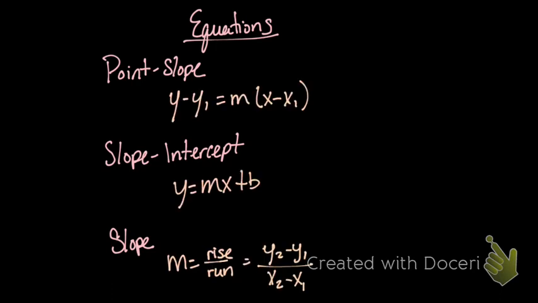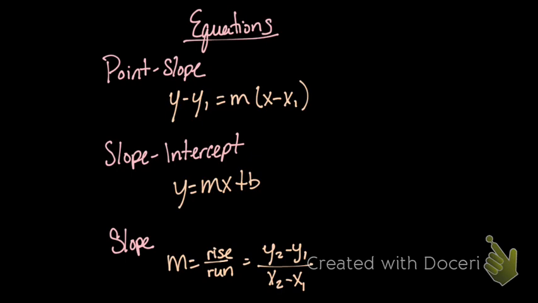Alright, so let's compare what you have and hopefully what I have. So point slope, you should have had y minus y1 is equal to m times the quantity x minus x1. Slope intercept, you should have y is equal to mx plus b. And slope should be rise over run, which equals y2 minus y1 all over x2 minus x1. Now remember with slope, it's rise over run. So what's the rise? That's the y's. The runs are the x's.